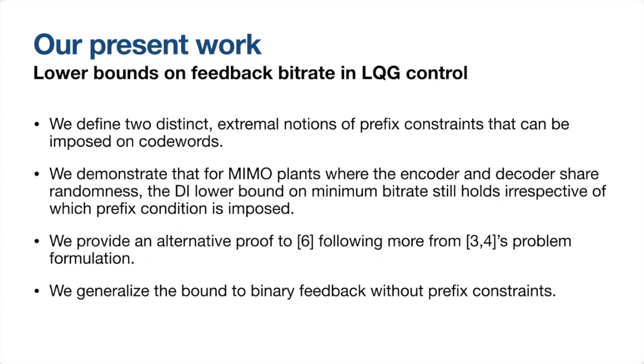In this work, we're going to first define two mathematically consistent extremal notions of prefix-free constraints that can be applied to the feedback channel for LQG control. We show that under either of these prefix constraints, regardless of whether or not the encoder and the decoder share randomness, the original directed information lower bound still applies.